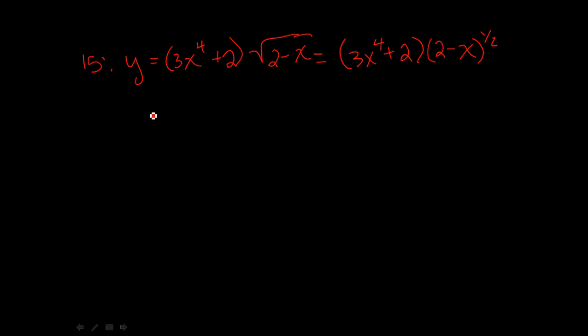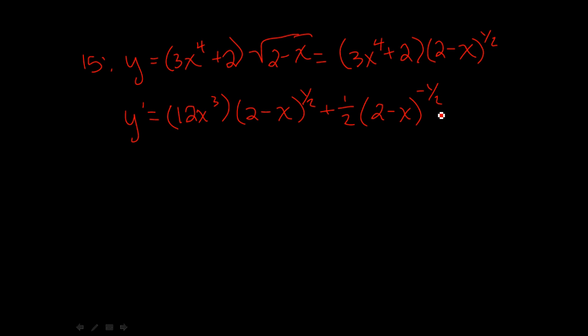Okay, so the product rule comes first, it's in order. So I'm going to do the derivative of the first, which is 12x cubed, and then keep the second intact, plus the derivative of the second. So I pull that out, 2 minus x to the negative 1/2. And then the derivative of the inside is going to be -1. And then times this guy, which doesn't change. So, and I think I'm going to run out of space. Yep, so there's a 2 there and then close parentheses.